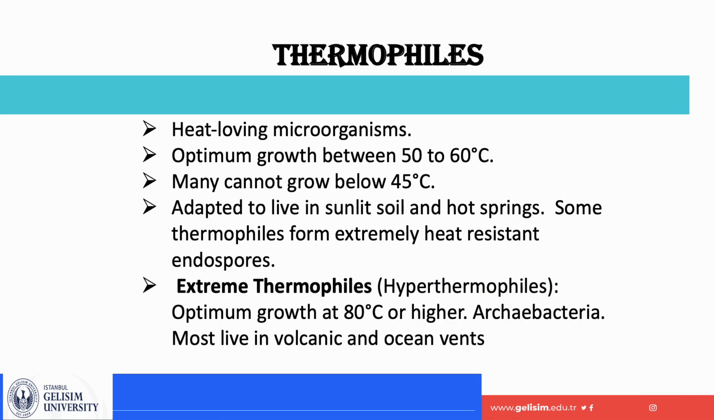Heat-loving microorganisms, or thermophiles, are microorganisms that have an optimum growth temperature between 50 to 60 degrees centigrade. Many thermophiles can't grow below 45 degrees centigrade, and we find them in sunlit soil as well as hot springs. Now, some of these thermophiles have the ability to form extremely heat-resistant endospores, which allows them to survive in harsh environments. Now, with that said, there are also extreme thermophiles, also known as hyperthermophiles, which have an optimum growth temperature of around 80 degrees centigrade or higher.